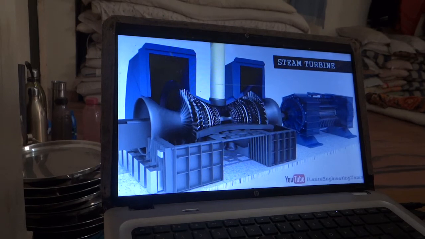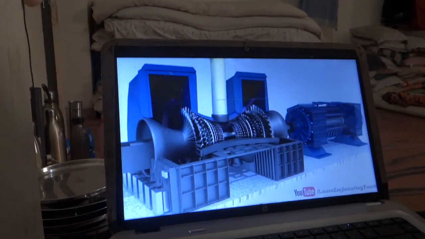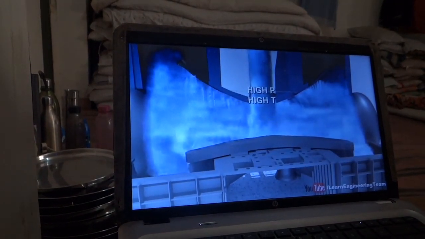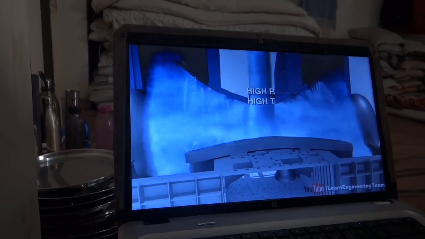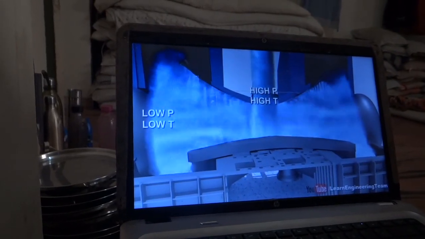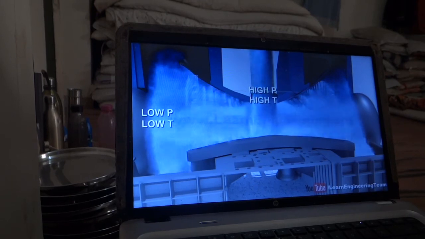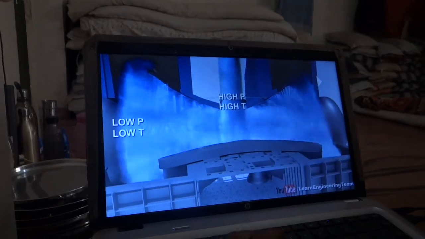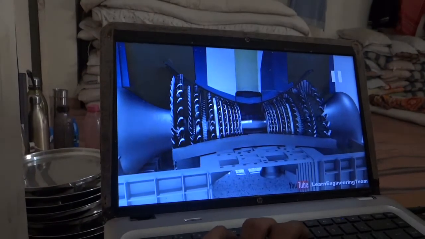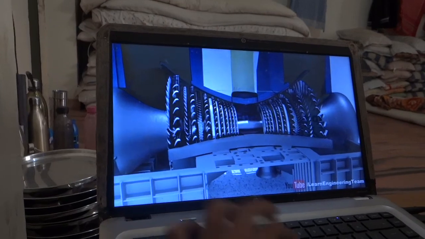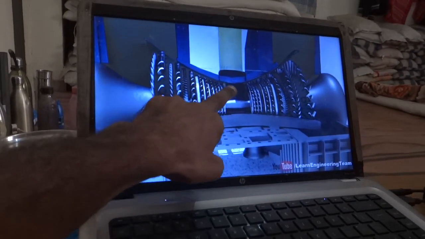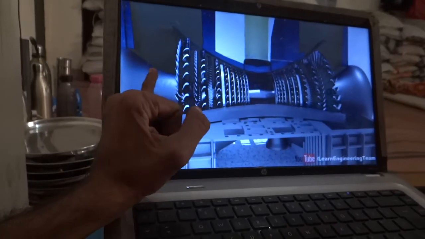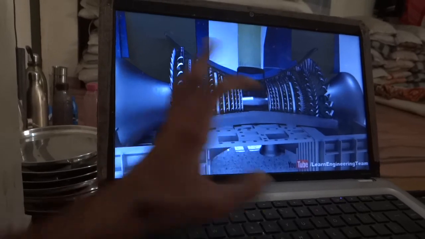In order to turn the steam turbine, you have to supply high pressure and high temperature steam at the inlet of the turbine. As the turbine absorbs energy from the high energy fluid, its pressure and temperature drop toward the outlet. So high pressure, high temperature at the inlet, low pressure, low temperature at the outlet. This moved the turbine, so high pressure, high temperature steam converted into low pressure, low temperature steam, because the energy was supplied to the turbine.